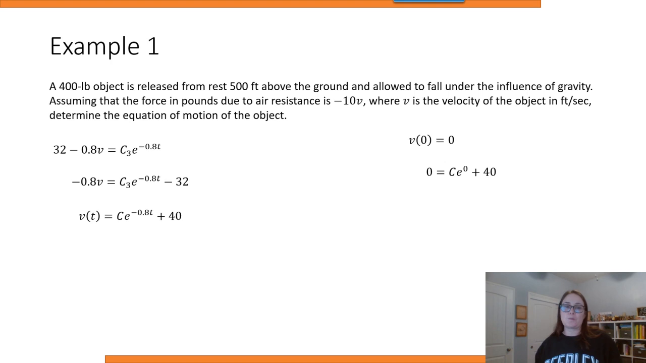Okay, so plugging in 0 for v of t and for t, I get 0 equals c e to the 0 plus 40. And so that means that c is going to equal negative 40 if I just subtract the 40 over. And I get a final function, v of t equals 40 minus 40e to the negative 0.8t. Okay, so that's what it looks like to solve a free-falling body model.